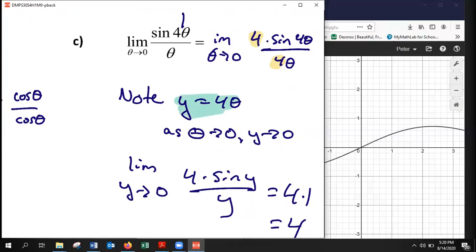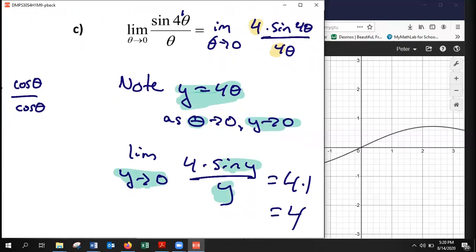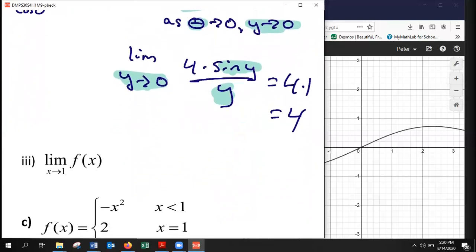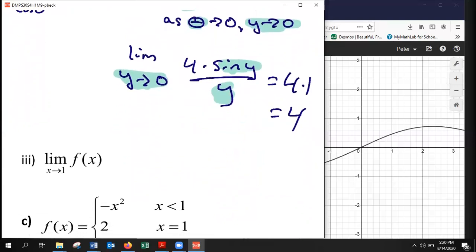So I'm doing a substitution. I said if y is this value of 4 theta, then once theta goes to 0, 4 theta will also go to 0, which means y goes to 0. So now I could do this substitution that as y approaches 0, I now have sine of y over y. And as y approaches 0, sine of y over y, that's 1, which gives me the overall limit of 4.